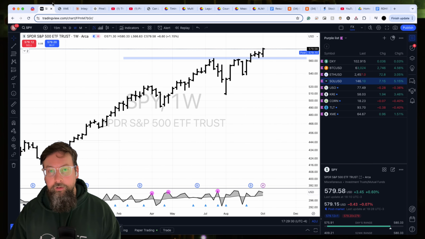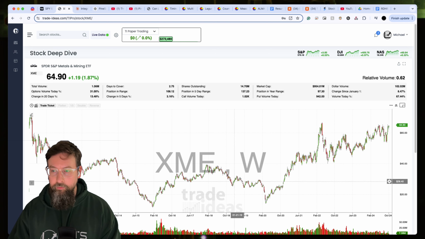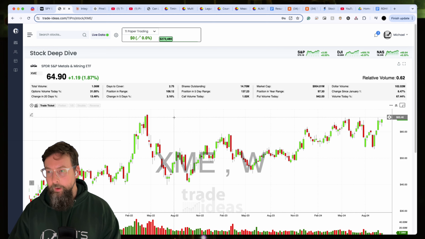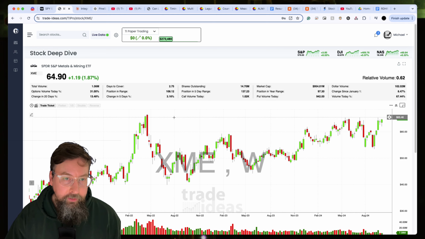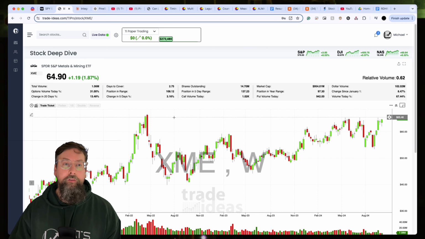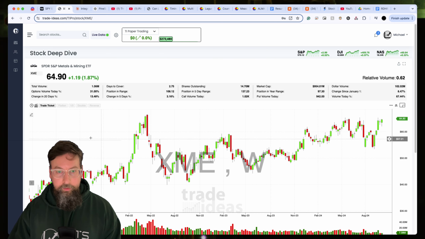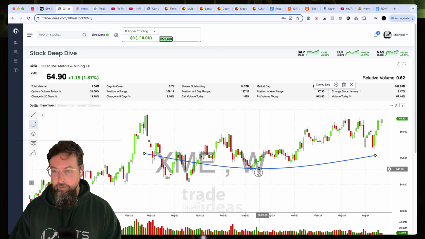One thing I did want to talk about here is XME. XME is the metals and mining ETF. You can see right here, this is very interesting for a potential break of this long-term resistance at $65.50, $66. You can see a big rounded bottom right here on XME. You can actually draw this out. Massive rounded bottom here on XME.